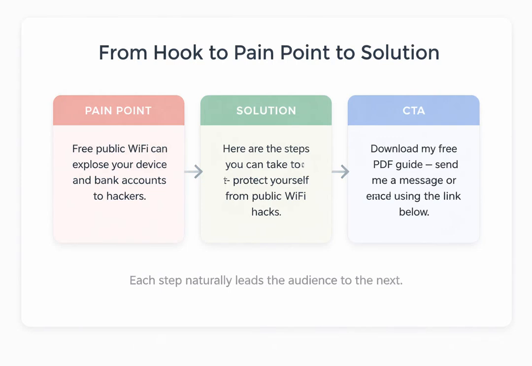Once you've hooked the audience with your story, you move into the pain point. In this example, the pain point is clear. Free public Wi-Fi is dangerous, and most people don't realize their bank accounts could be at risk. After establishing that fear, you offer a solution. You don't have to give away everything for free, just enough to show the audience that a solution exists and that you have it. Then comes the call to action. Each step earns the next one. The audience is emotionally invested by the time they reach the CTA, so they're much more likely to take action.